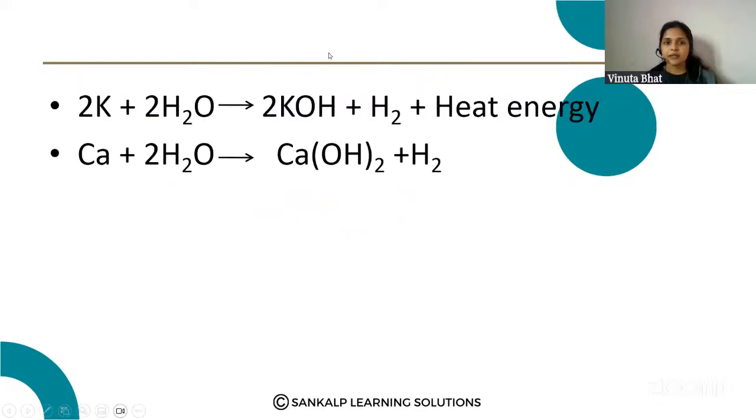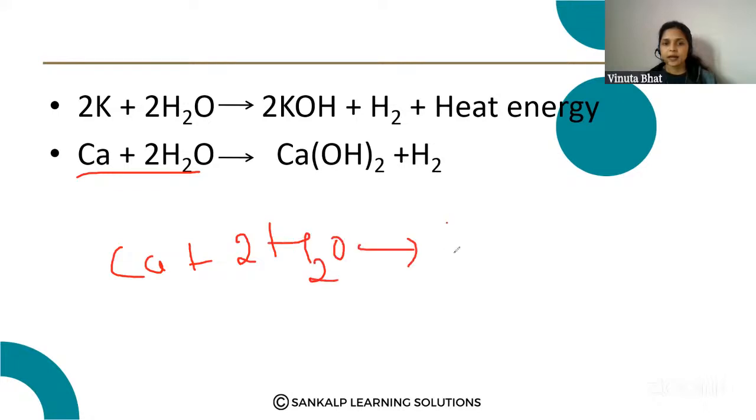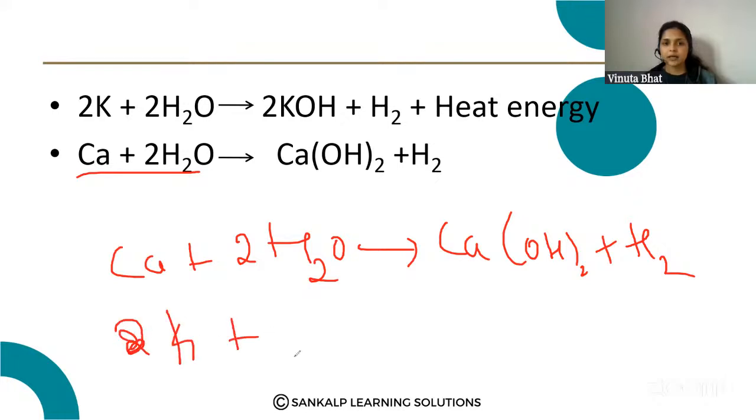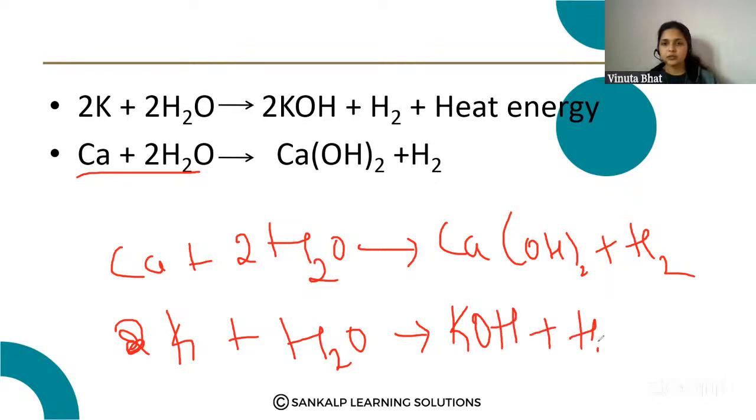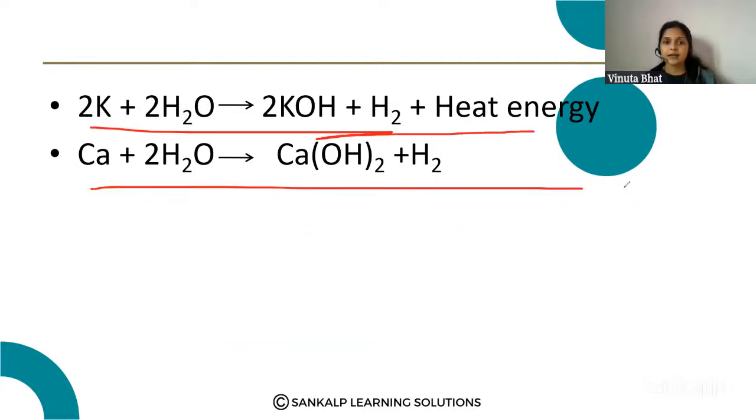When calcium reacts with water, the reaction is calcium plus 2H2O, which gives us calcium hydroxide plus hydrogen. And potassium, that is 2K, reacts with water. It forms potassium hydroxide, that is KOH, plus hydrogen plus heat energy. Okay, this is the reaction. Please note down the reaction, the balanced chemical reaction when potassium reacts with water, and when calcium reacts with water.